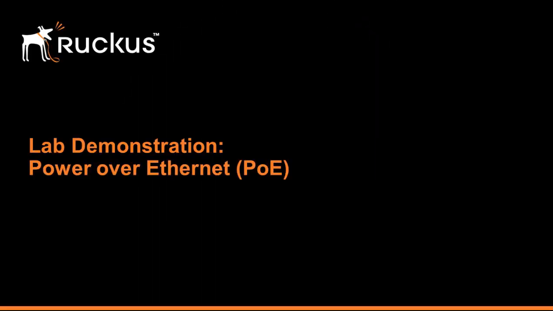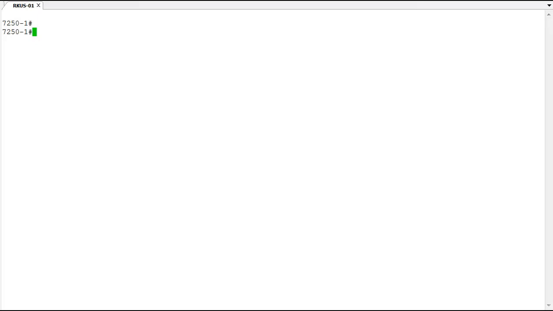Welcome to the demonstration on Power over Ethernet, or PoE, on a Ruckus ICX switch. On an ICX switch, even with the PoE type switch, PoE is disabled by default on all the switch ports. So that has to be enabled if we want to provide power to devices that require power from the switch port to operate, like IP phones and access points and things like that. So let's go ahead and jump in.